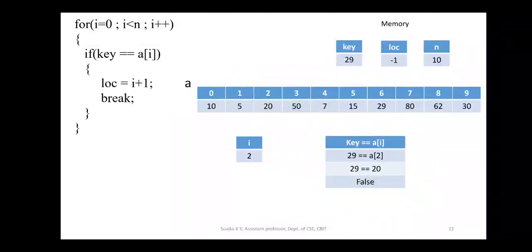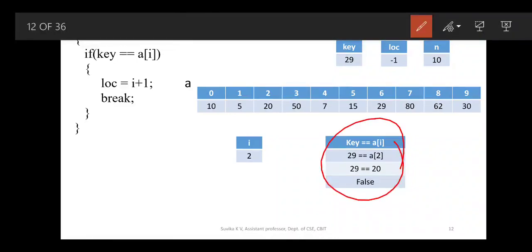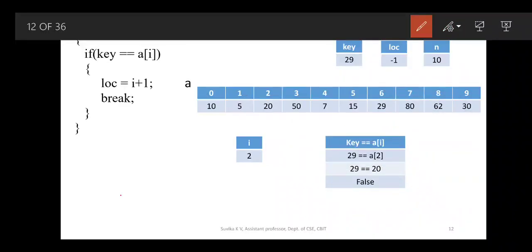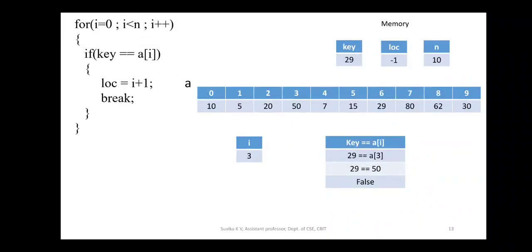Once it goes back to the for loop, that is a of 2. So what is there in a of 2? You have 20. So is 29 equal to 20? No, it is false. So again what it will do? It will go to the for loop. Now i became 3 and you are comparing with the 50 value. It is not equal. Now again i will become 4.